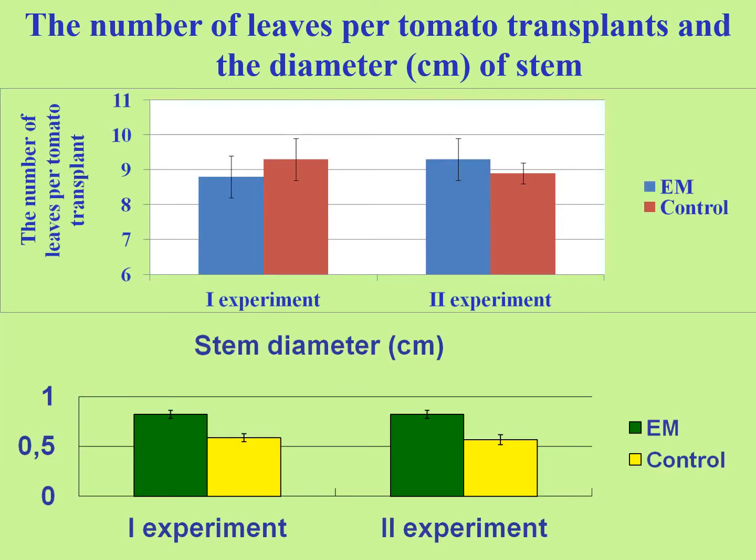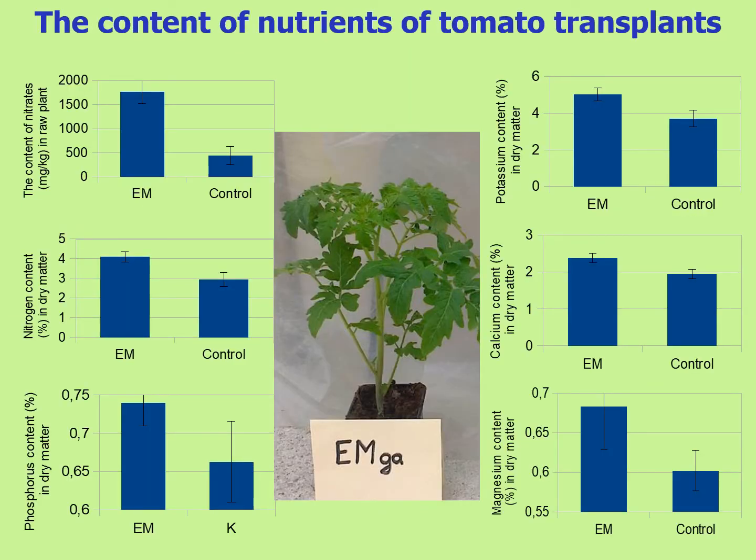The number of leaves per tomato transplant and the diameter of the stem. The number of leaves per tomato transplant were not statistically different, and the stem diameter was increased in EM treatment compared to control treatment. The content of nutrients of tomato transplants, you can see here a very rare picture.